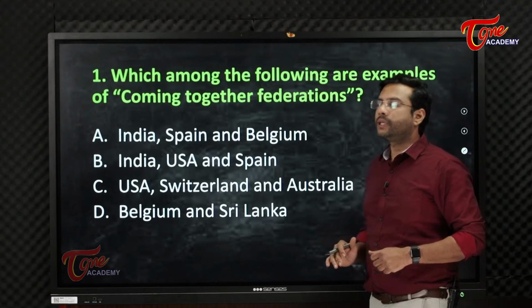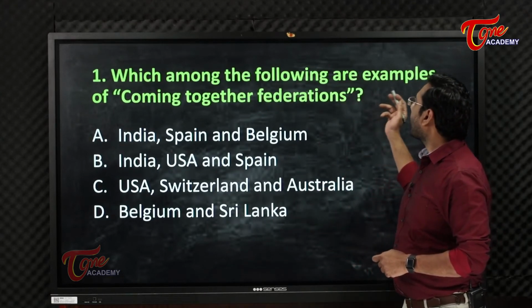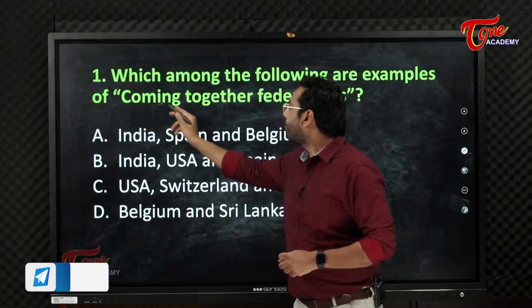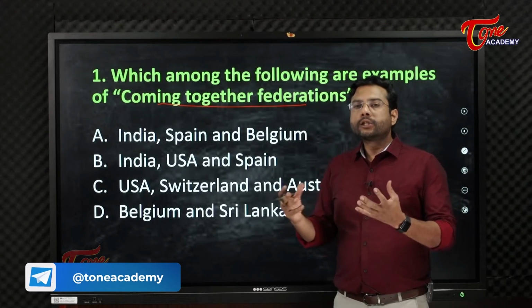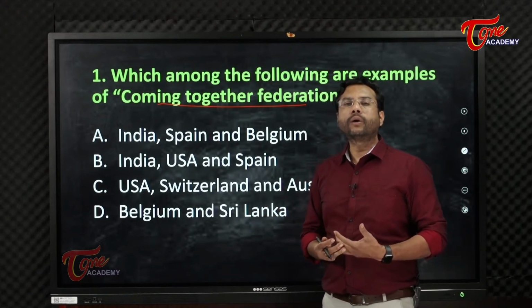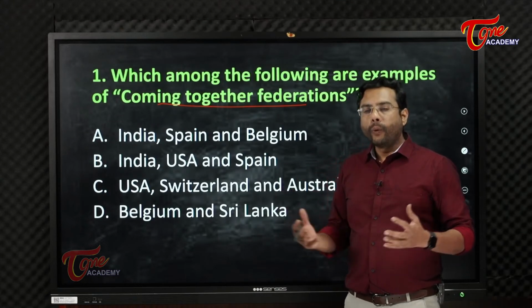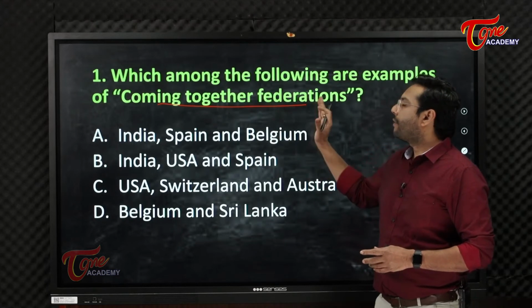So, a few questions just to understand the concept. Which among the following are examples of coming together federalism? As I said, coming together federalism is where small units, weaker units, maybe economically weaker or militarily weaker, would come together to form a strong union. That is coming together federalism.